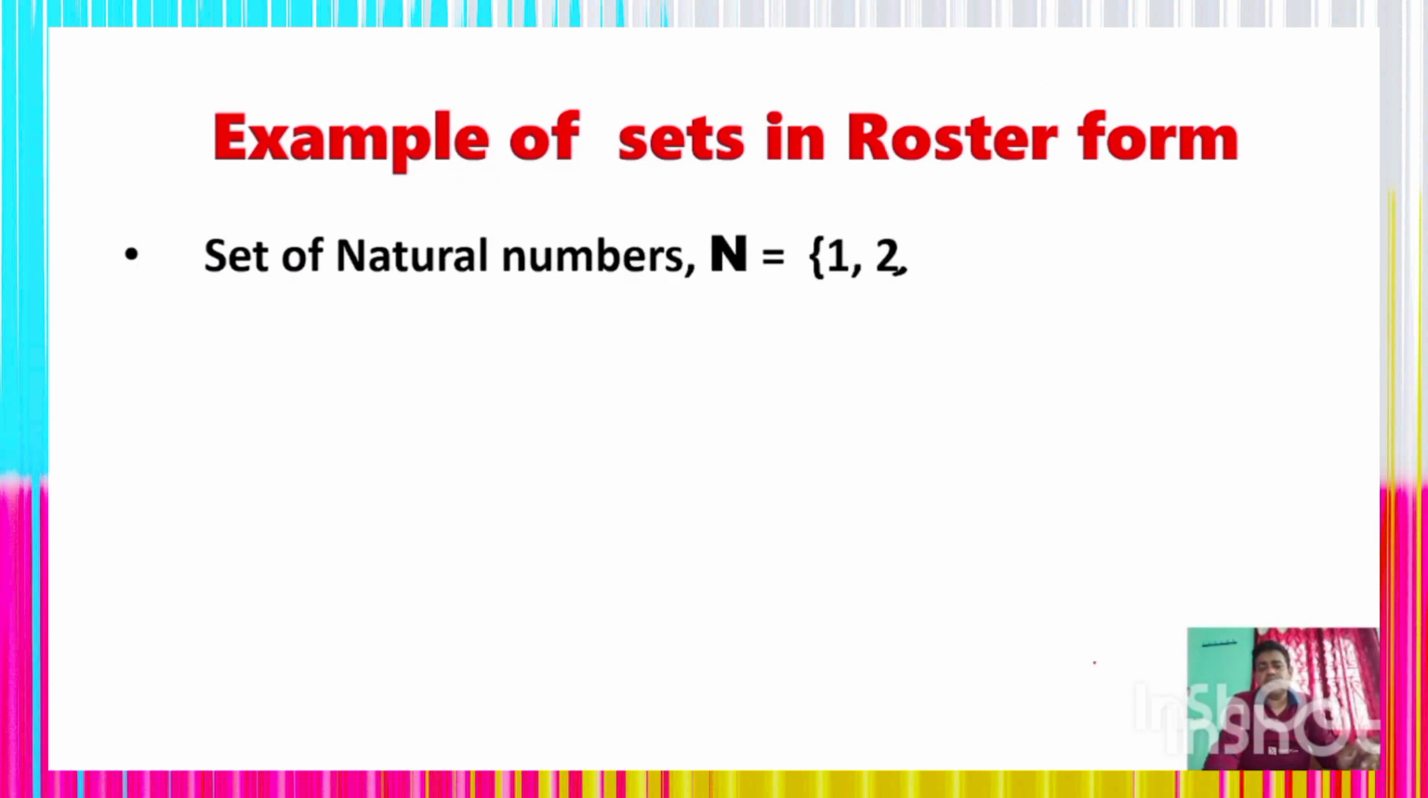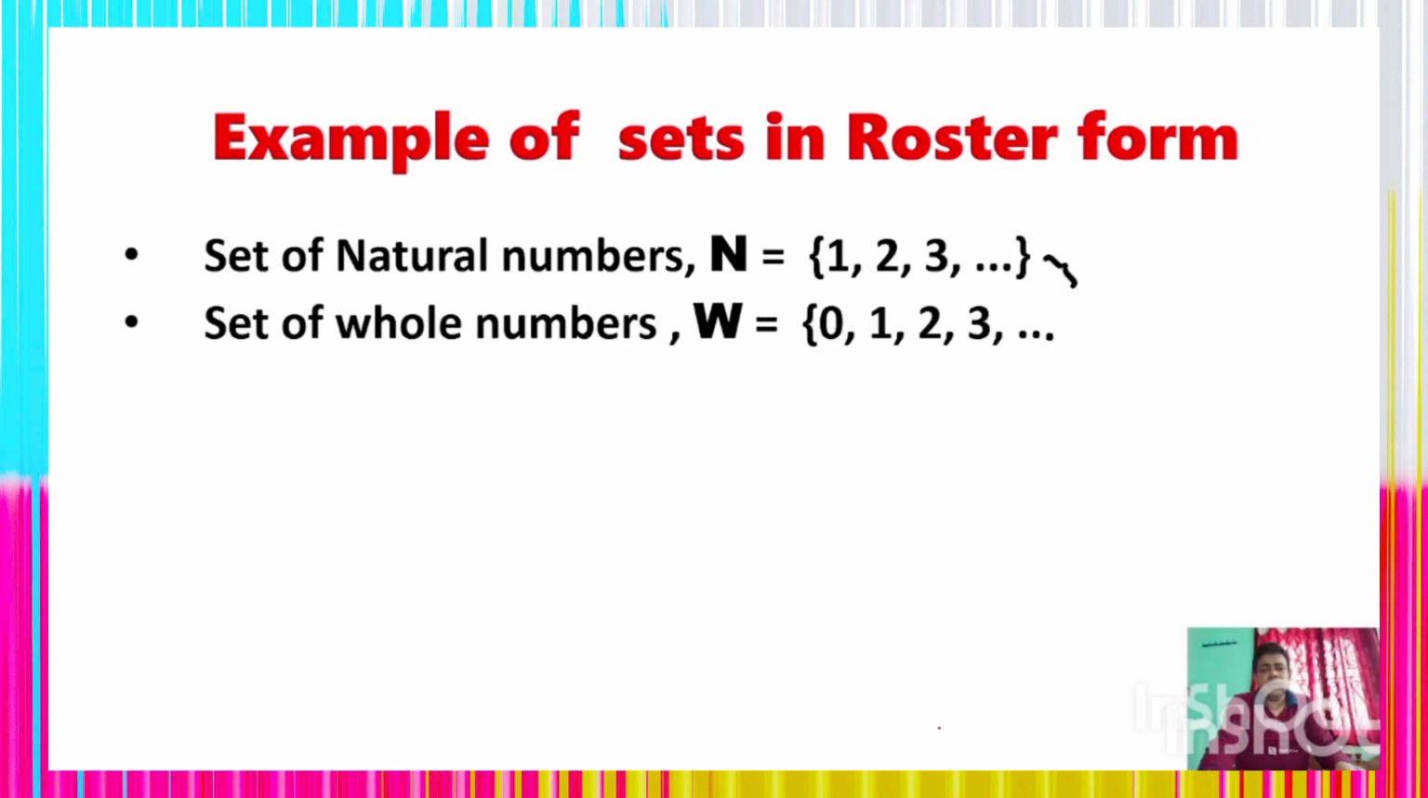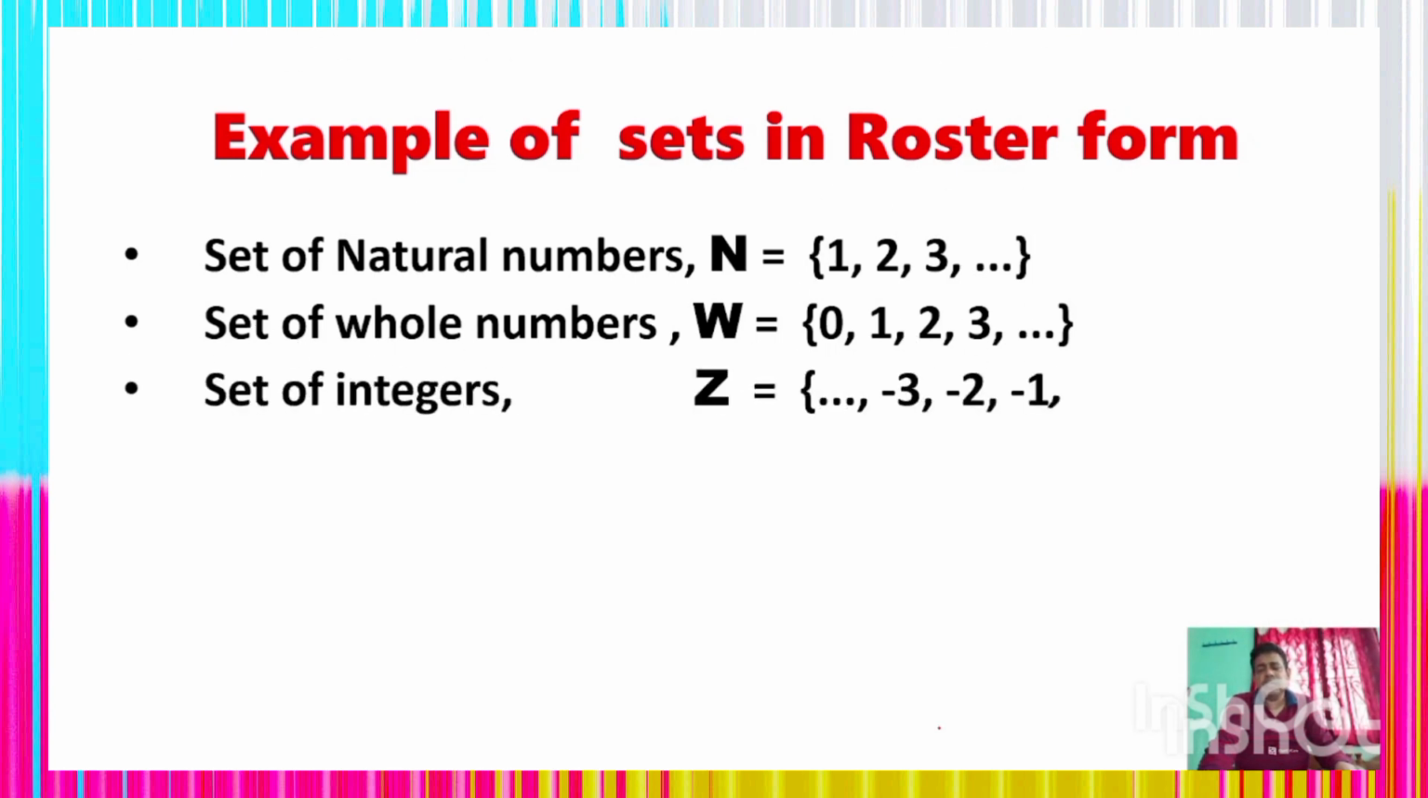Examples of sets in roster form, look here. The set of all natural numbers, N is equal to what? You see here 1, 2, 3, given in curly brackets. This is an example of a set in roster form. The set of whole numbers, capital W, which is 0, 1, 2, 3, dots, is an infinite set. The set of integers, capital Z, is also an infinite set, and these elements are written in roster form. In this form, the elements are written clearly, precisely, distinctly, and all the elements must be enclosed by curly brackets. And every set is named by a capital letter of the English alphabet.